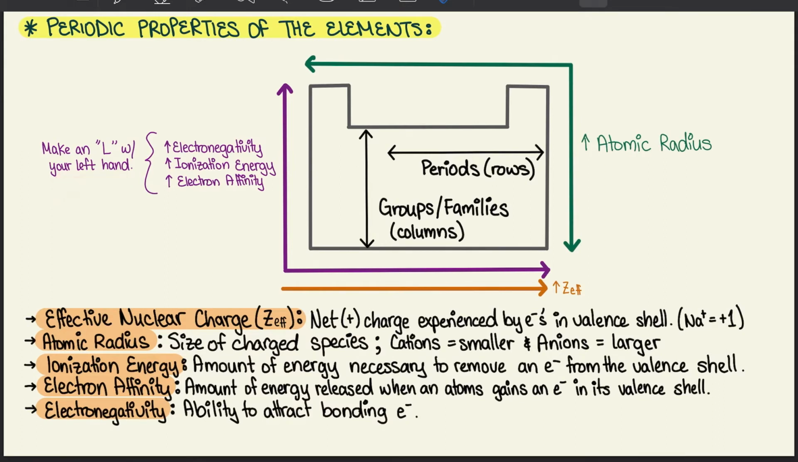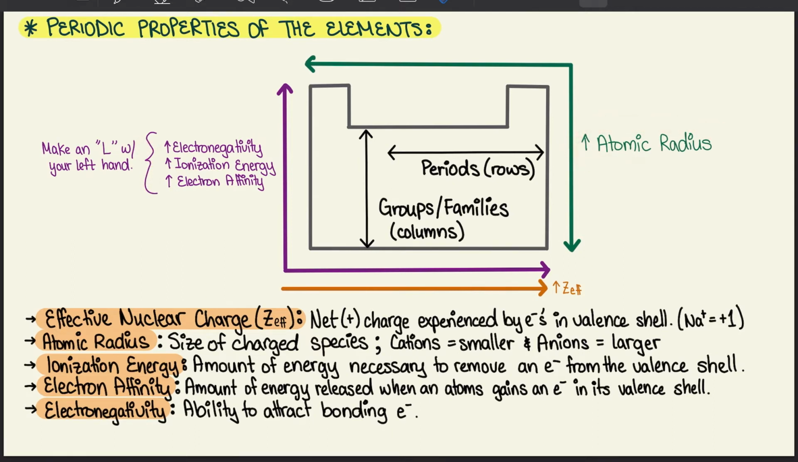You've got your index finger facing upwards and your thumb facing to the right, and that's the periodic pattern that you will need for electronegativity, ionization energy, and electron affinity. Now the opposite pattern, once again, would be your atomic radius.